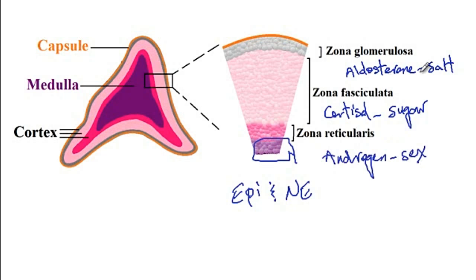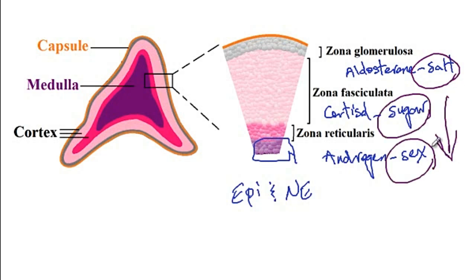And so one memory aid that makes the memorization of the order of these hormones easier is that it gets sweeter as you go more inside. So from outside, salt becomes sugar, and then finally sex. So it gets sweeter as you go deeper from the adrenal cortex surface to the inner layers.